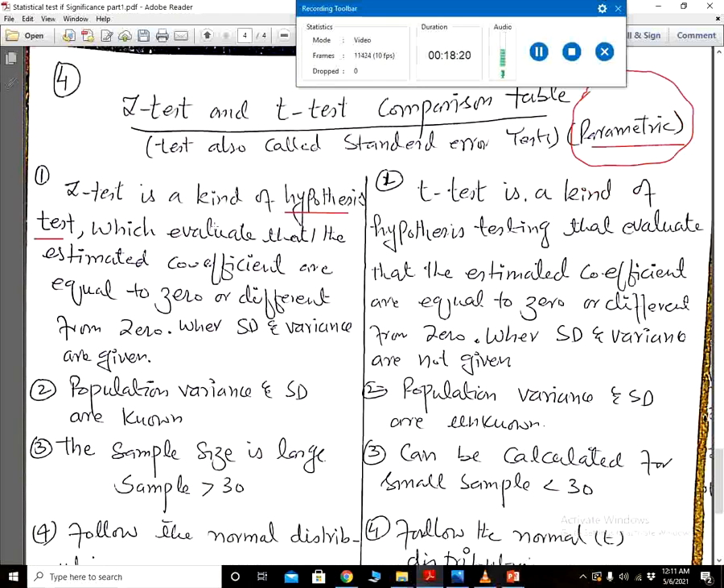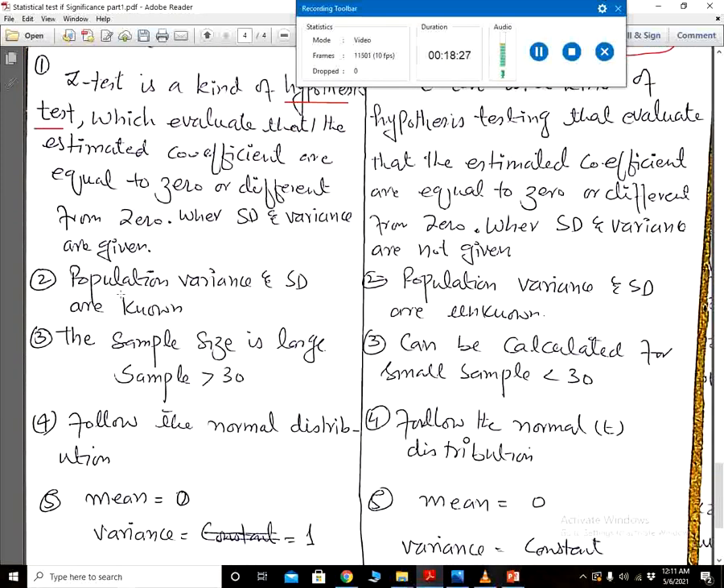That we will do in the Z test and T test. We will do the hypothesis testing through the Z and T test. Number 2, the population variance and standard deviation are known, where the standard deviation and variance are given. Yes, that's very important. It means that we will be given the standard deviation and variance of the population parameters. The population variance and population standard deviation will be given. Only in that case will we use the Z test. Otherwise we will not use the Z test.